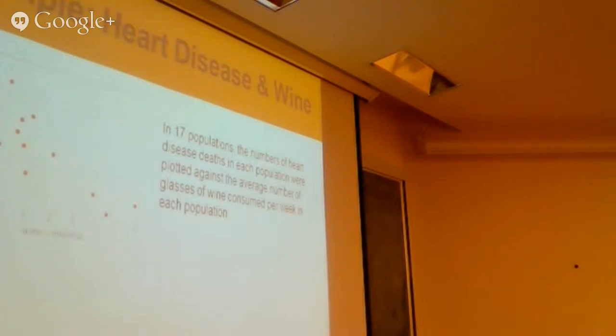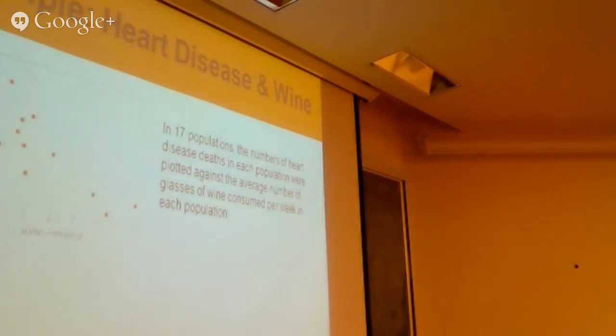This is also what we call an ecological analysis. This is not relevant to this class, but just for your own personal benefit. In an ecological analysis, each of these points is a population, not an individual. So just because the populations have lesser rates of heart disease, it doesn't mean someone in that population drank wine or died of heart disease. It's just that the population average was like that.